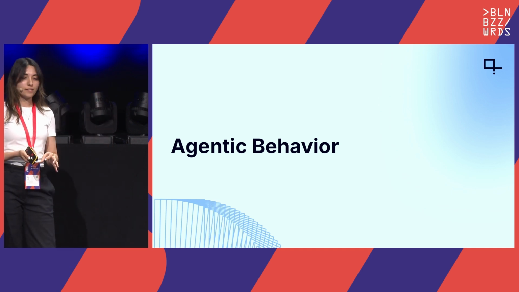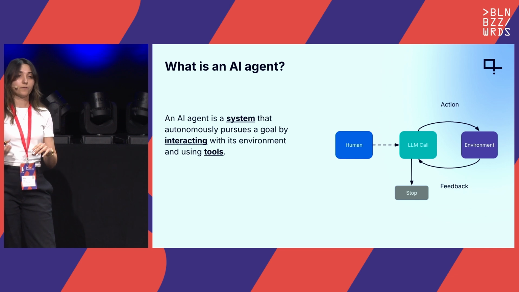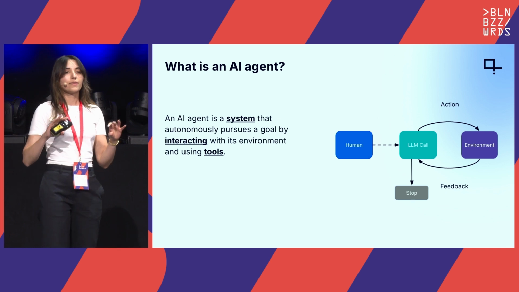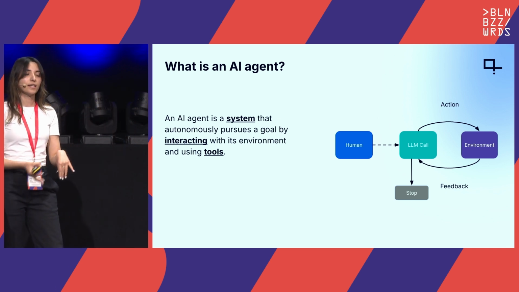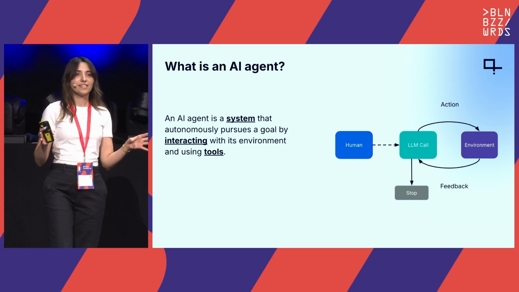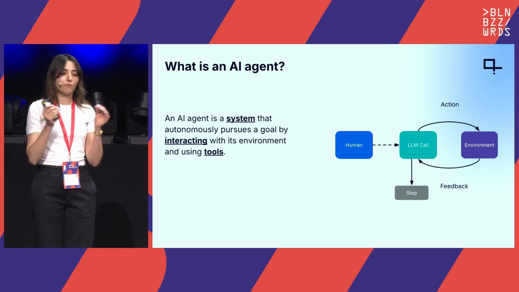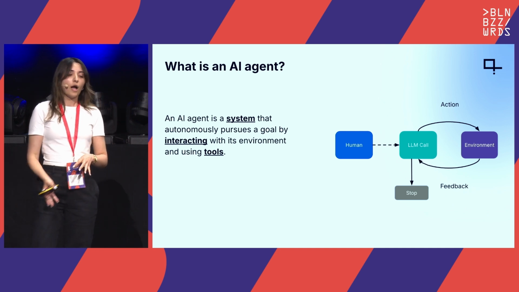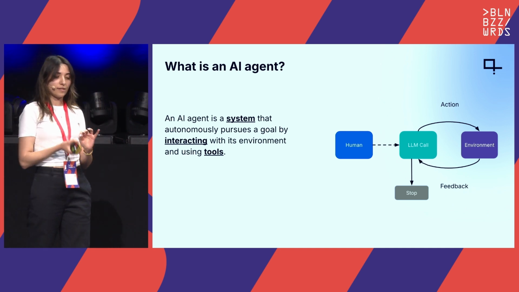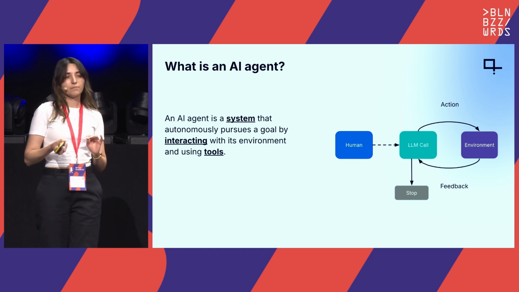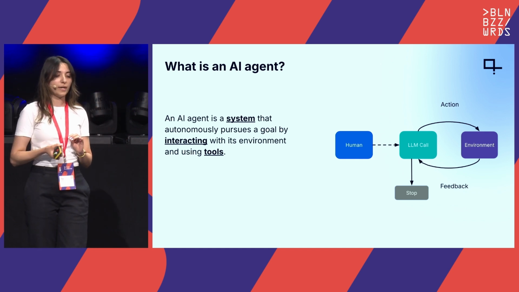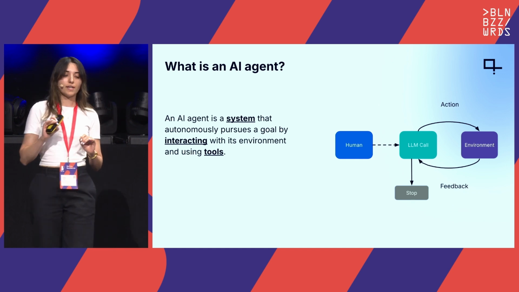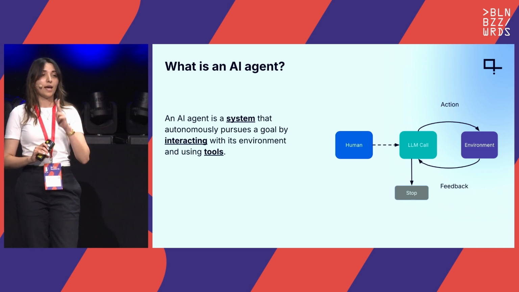But before understanding the agentic behavior, I think we first need to understand what an AI agent is. So there are different definitions around that. I think nobody has a consensus on exactly what an AI agent is, and there are definitely very complex definitions. But for me, this makes the most sense. An AI agent is a system that autonomously pursues a goal by interacting with its environment and using tools. So I want to emphasize the system, interaction, and tool usage.